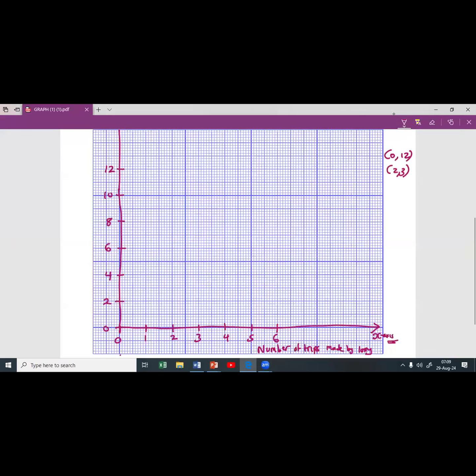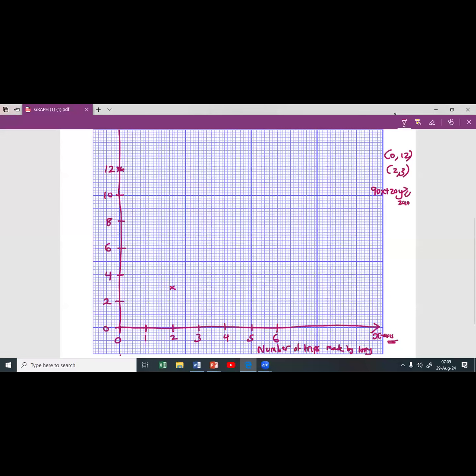So I'll come. 0 is here, 12 is here. I plot like that. Then the next one was 2 and 3. 2 is here, and 3 is going to be here. Then I'll put it there. Then I go back, I ask myself, what is the nature of the line? Remember, the inequality we are plotting is 90x plus 20y greater than or equal to 200 what?